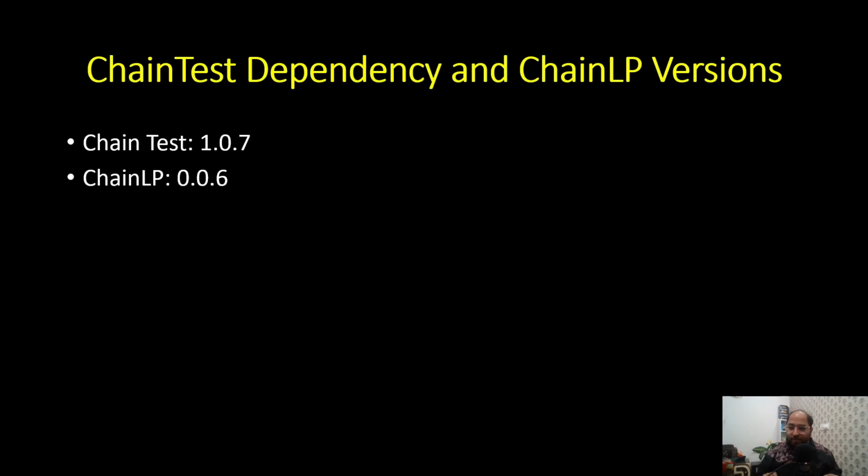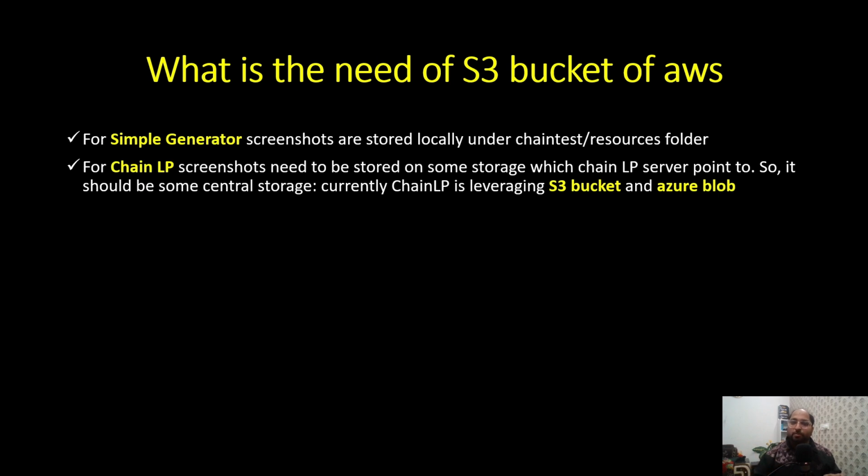Before that, let us try to understand the need of using S3 bucket in case of ChainLP. As we work in testing, evidences are very important for failure, right? When we are executing the test cases through automation, we need to store the screenshot into the report, right? So in ChainTest, we generally have three types of report: simple, email, and ChainLP report. In case of the simple generator, screenshots are stored locally, and that report is able to point to that particular screenshot. We will try to understand how it is pointing, right?